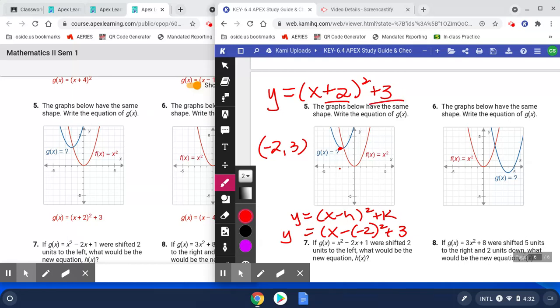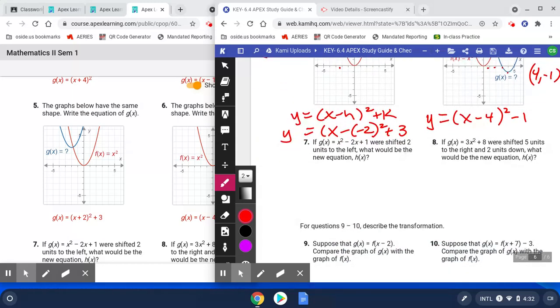Over here, we have the original parent graph of x squared, and this is shifted right 1, 2, 3, 4, and down 1. So 4, negative 1 is our new vertex. So a right 4 shows up as x minus 4 squared in the equation, and then a down 1 shows up as a down 1 at the end.